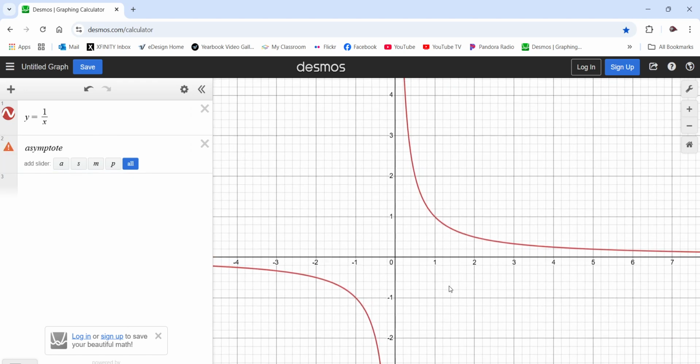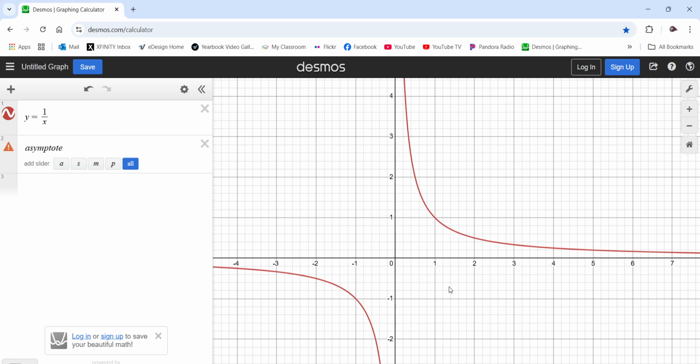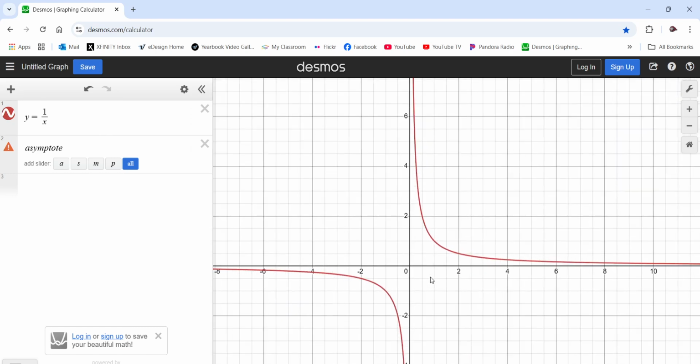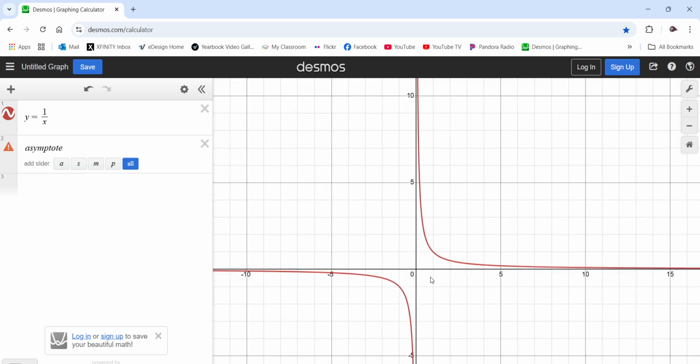But where is the asymptote here? There are 2 asymptotes. There's a vertical one, and there's a horizontal one. So look at these 2 graphs. If I zoom out a little bit, you can kind of see what's going on, right? To see how this gets closer and closer and closer to what?